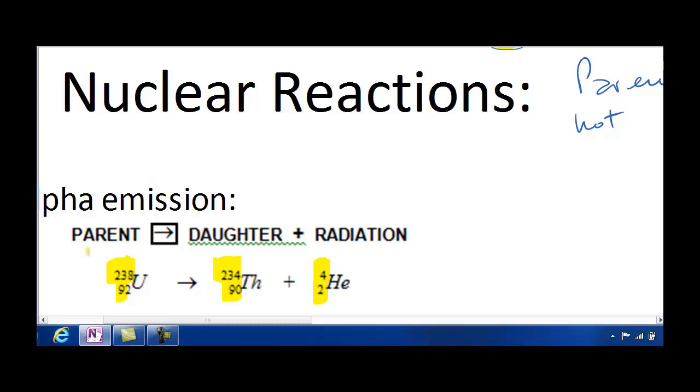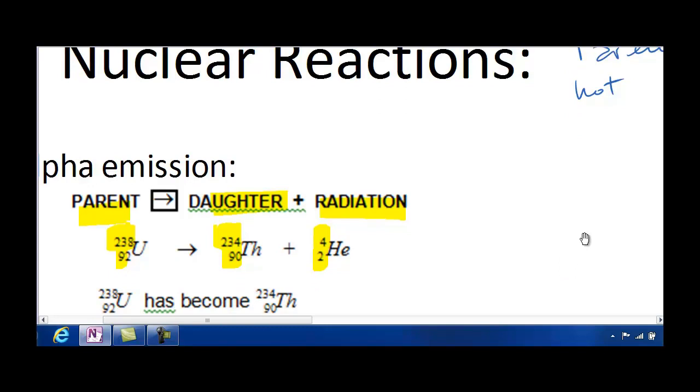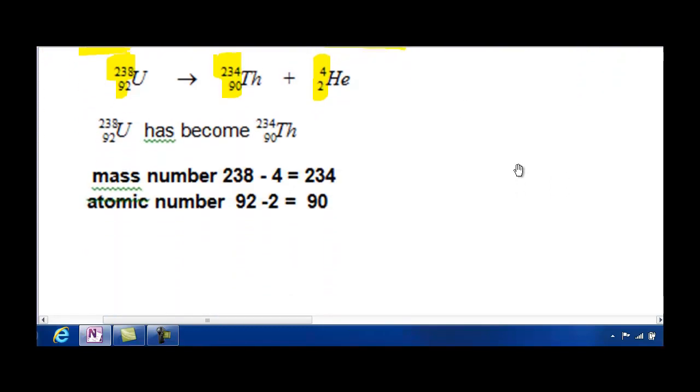Giving you the parent and the type of radiation, you can elucidate what the daughter is. By the same token, if I had given you the daughter and the type of radiation, could you tell me what the parent is? All we're going to do is add 2 or subtract 2. So this is what we did. Mass number is 238 minus 4, 234. Atomic number 92 minus 2, 90. That's all we did. Complicated math. This is the easiest chapter ever. I'm not kidding at all.